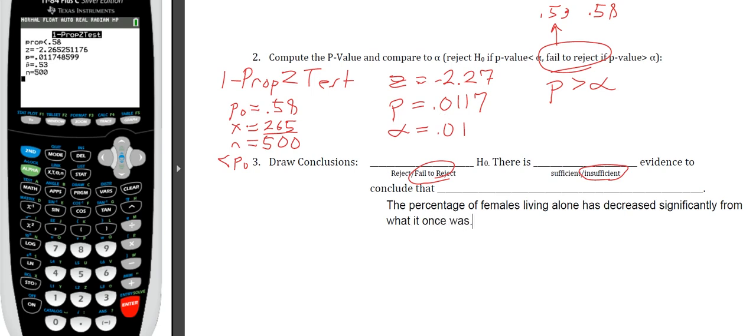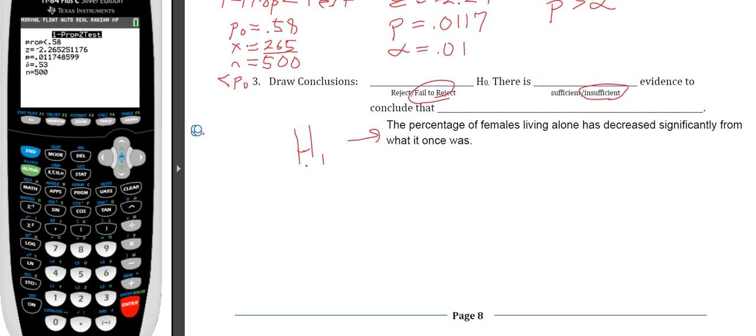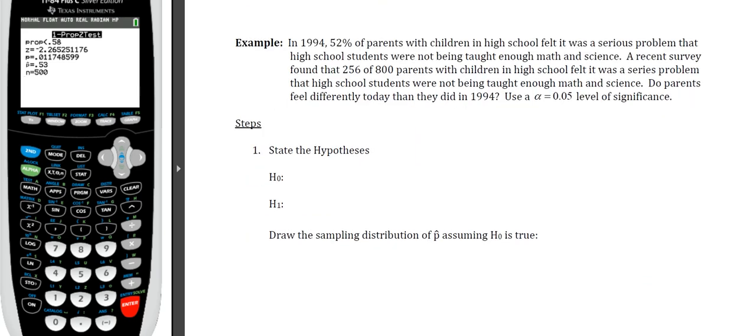All right, yet again, we're saying that we don't have enough evidence to show my alternative hypothesis yet. That's what this statement is, the alternative hypothesis. We don't have enough evidence to show this yet. I am not saying that the percentage of females living alone is the same as what it once was. I am saying that we don't have enough evidence to claim that it has changed since what it once was. It is a significant difference there, so make sure you are careful of that.